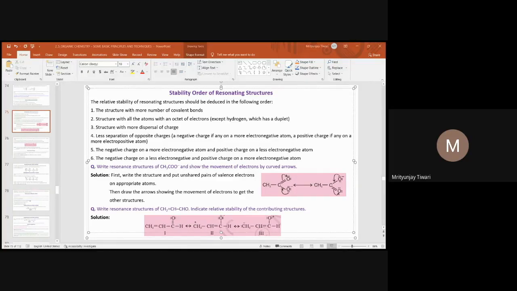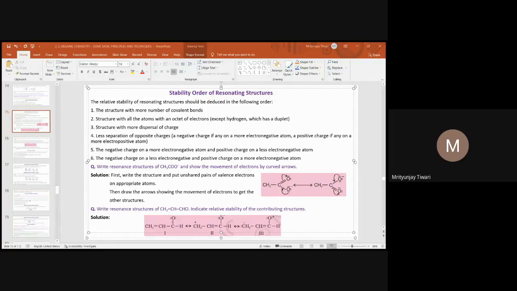Now let us look at another point. If you look at the number of lone pair electrons on the oxygen atom, on this atom there are six unshared electrons, which means three unshared pairs of electrons. If three lone pairs are here, there are only two lone pairs here, and one lone pair is here.